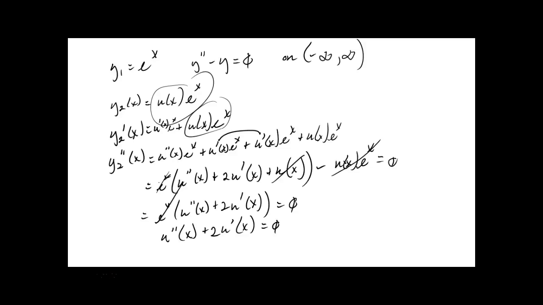Now, here's where you get your reduction in order. Let's come up with a new function. Why not? Let w of x equal u prime of x. Now what do we have here? Then w prime of x is equal to u double prime of x, right? Now your new equation will be w prime of x plus 2 w of x is equal to 0.